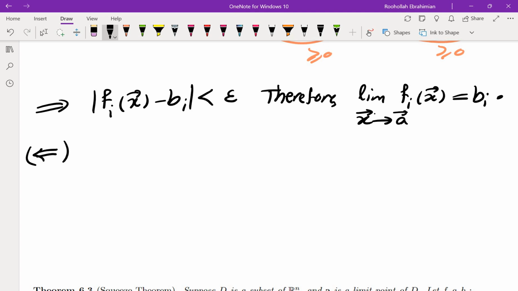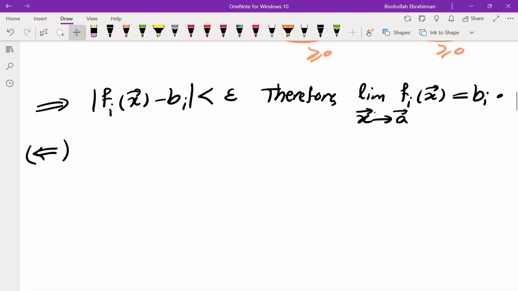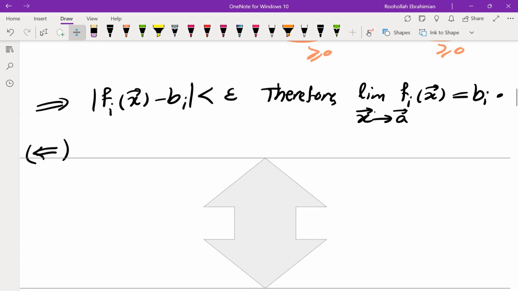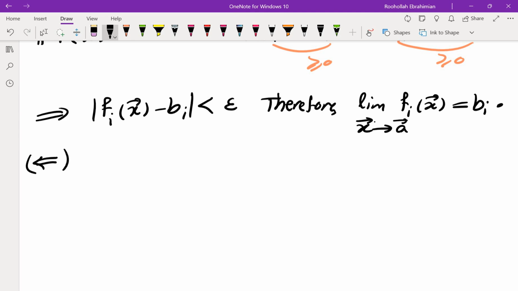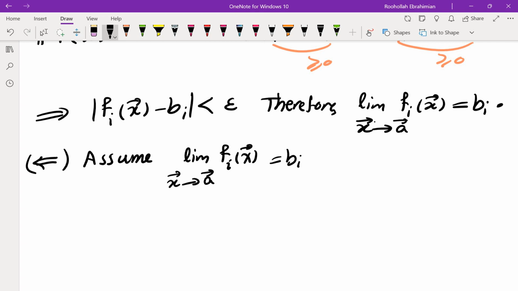From the fact that f of x is close to b, we proved that each of the coordinates of f must be close to each of the coordinates of b. Now the converse of this one. So assume that the limit of fi of x as x approaches a is in fact bi for all i, for i equals 1, 2, all the way to m.